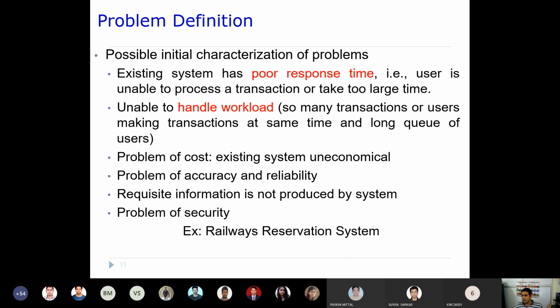Ishwar Chandra, kindly mute yourself, because it is creating disturbance for me. Can you mute, Ishwar Chandra? Mute yourself. Okay, I have muted you.